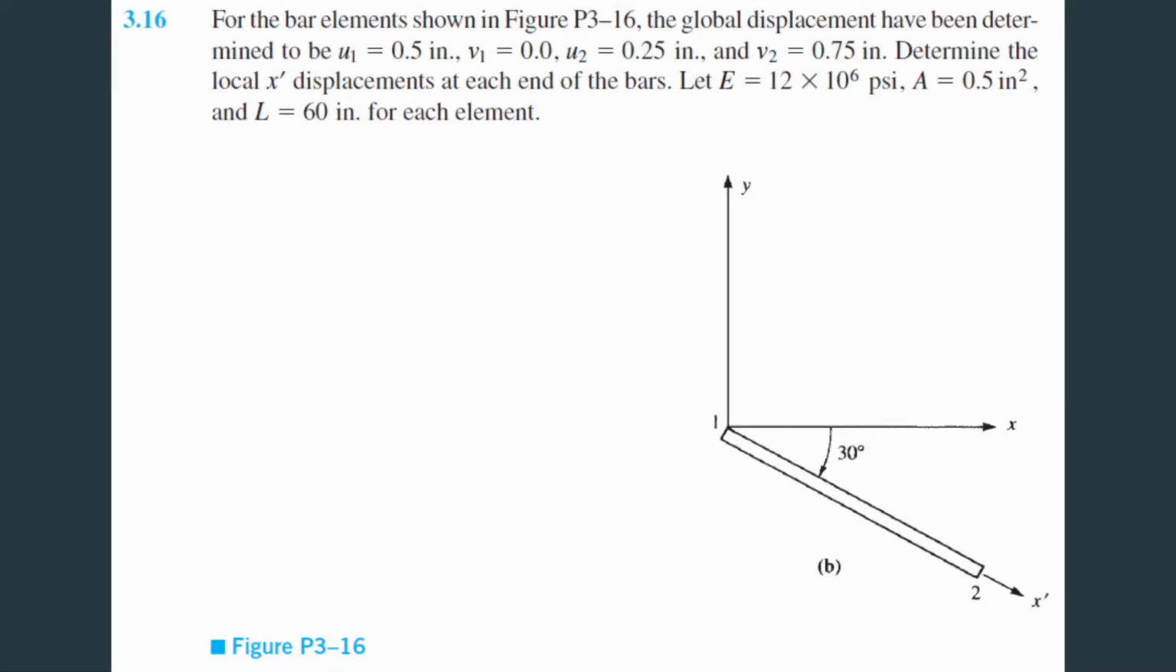All right, so now let's do part B of 316, where we have to find the local x displacements using the global displacements given. Right, U1, V1, U2, and V2. And they also give us the properties of the beam, or the bar in this case, right? It's E, A, and L. So let's go ahead and get started.